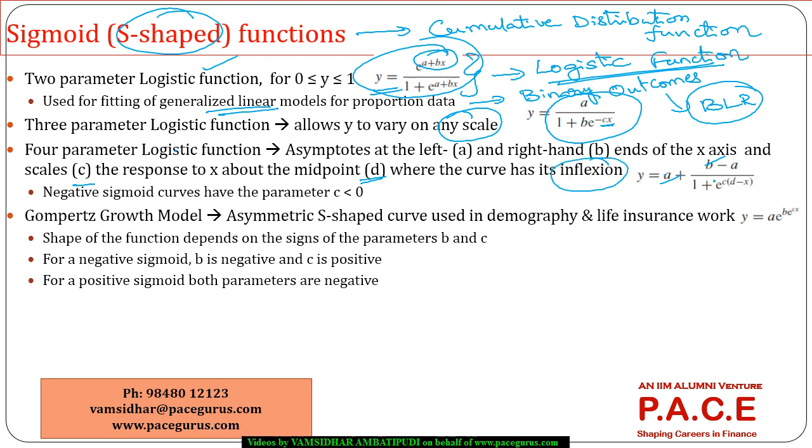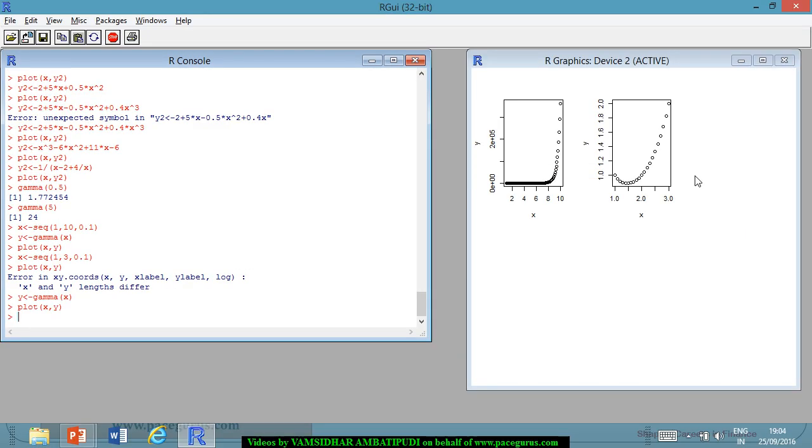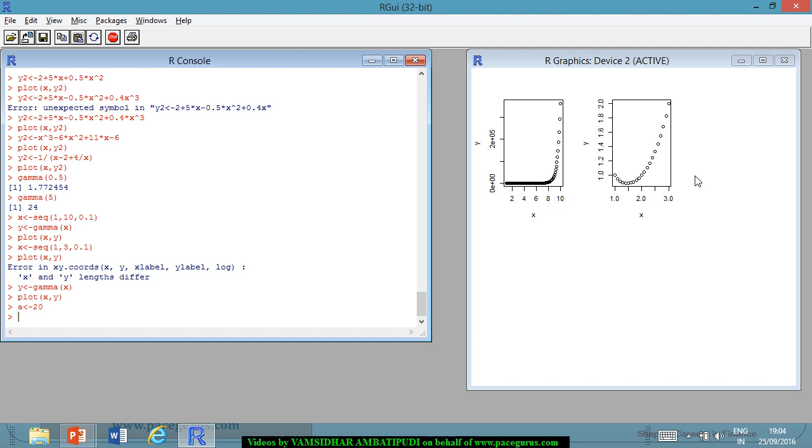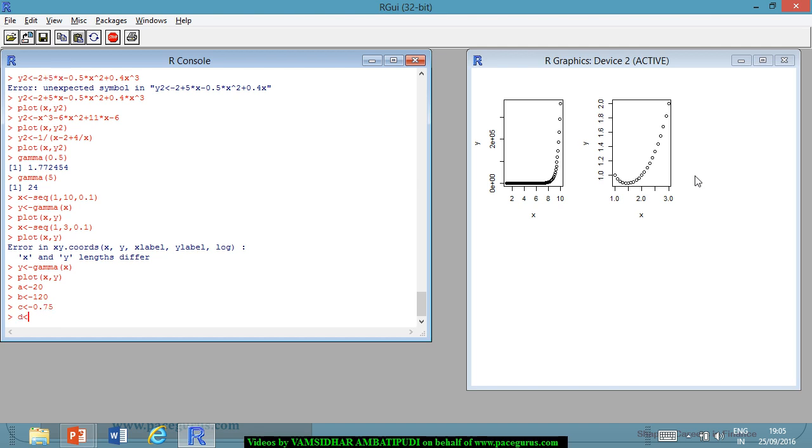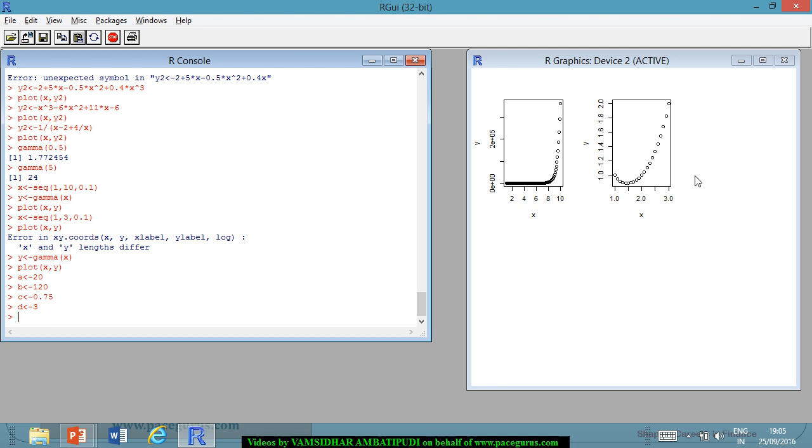So by choosing different values of A, B, C, D, I can get different kinds of shapes coming up, right? Let's say I am setting my A value as 20 and my B value as 120, because they are the minimum and the maximum, the left hand and right hand ends. Because C is the scale, let me set it at 0.75, and for D, because it's a midpoint, I'm setting it at, let's say, 3. So I can very well compute my Y function, right?